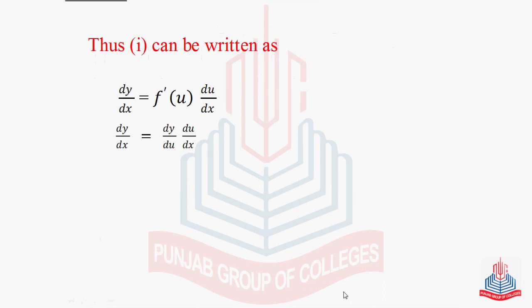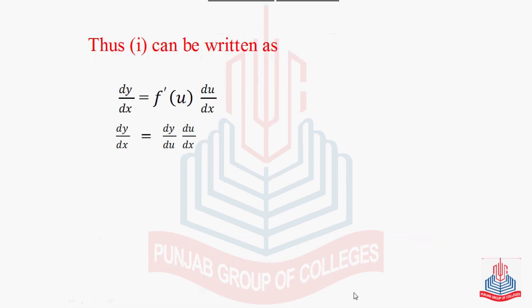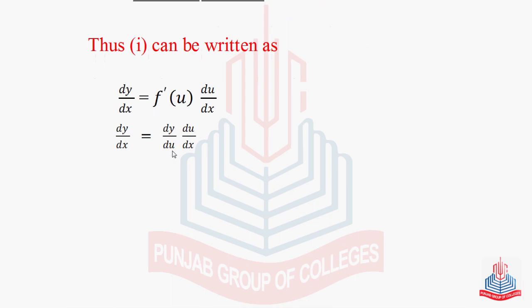Thus 1 can be written as, 1 is actually dy by dx is equal to f prime of g of x and g prime of x. g prime of x is actually du by dx, and f prime of u is dy by du. So 1 is actually dy by dx is equal to f prime of u times du by dx. So when we put the values, f prime of u was dy by du, so that will become dy by du in place of f prime of u, and then du by dx will be as it is.